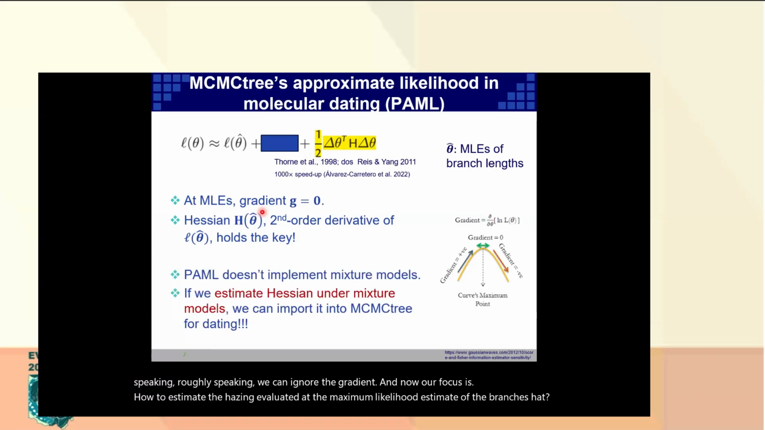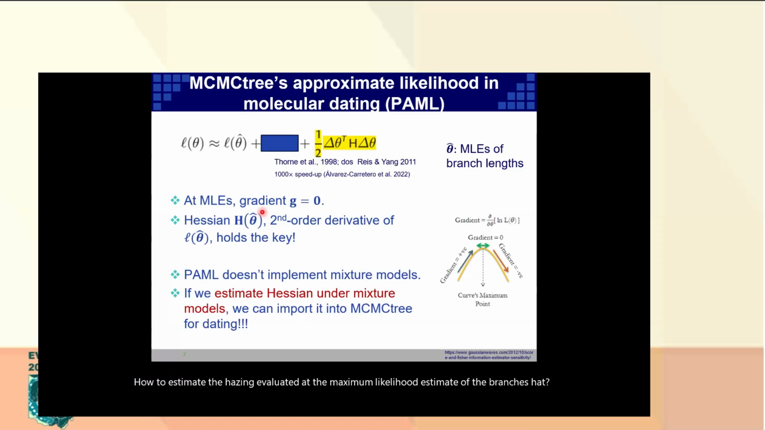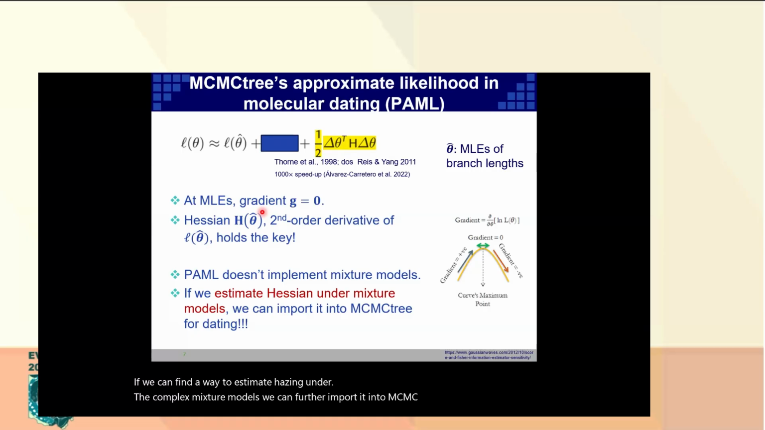Unfortunately, the panel doesn't implement mixture model. So the key is if we can find a way to estimate hazing under the complex mixture models, we can further import it into MCMC tree using the approximate likelihood method for dating.